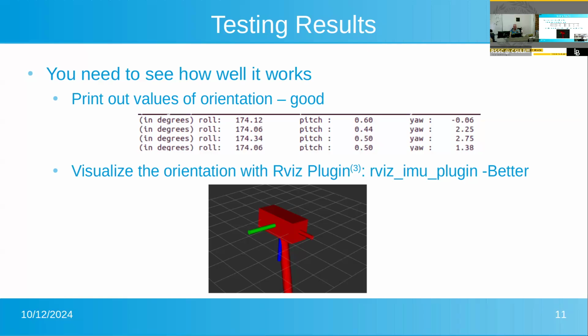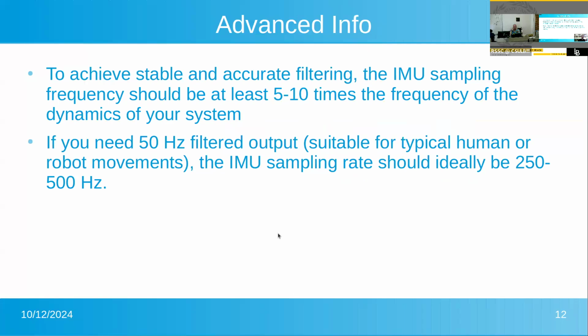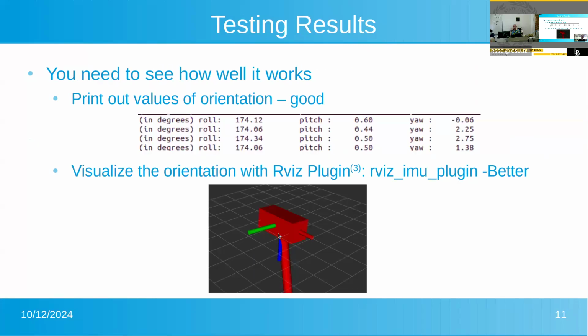And you can see this is a good start to print out. You can see these numbers move when you're rotating. But even better is an RViz plugin that shows you a visual representation, so you can really see if it's working. So let me get that demo running here.